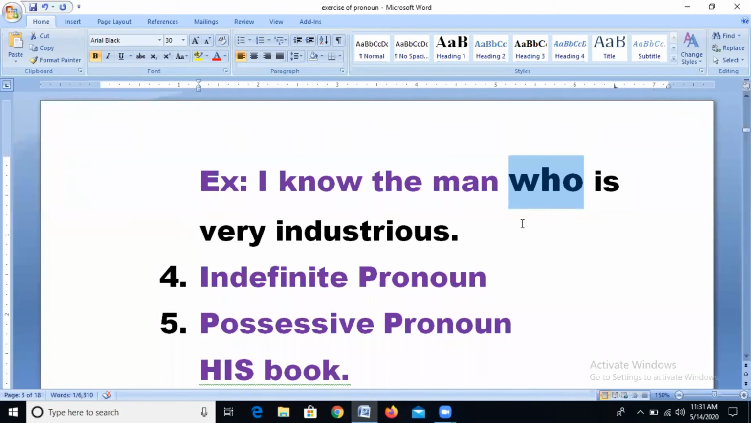So who is doing the function of relative pronoun here? Who is also doing the function of subject of subordinate clause. If I say who is very industrious, if I ask you what is the subject of this subordinate clause, you will say who. So who is doing the function of subject here? All right. So this who is a relative pronoun. Now how will you be given a question regarding the problems with the use of relative pronoun?